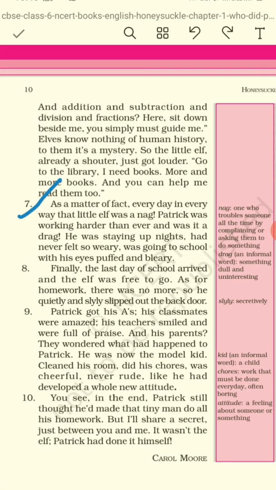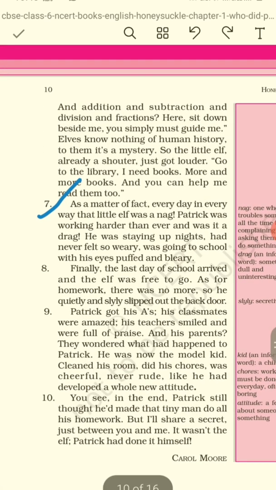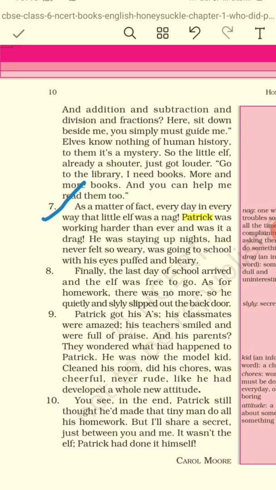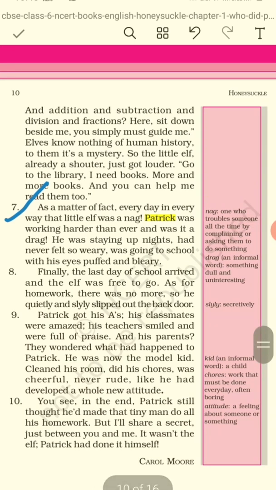Okay, I'll continue reading. We are here now. So Patrick was working harder than ever, and was it a drag? Drag here means something dull and uninteresting. So Patrick was working harder than he had ever worked. Clear? It felt uninteresting and a drag, sort of a boring thing for him.